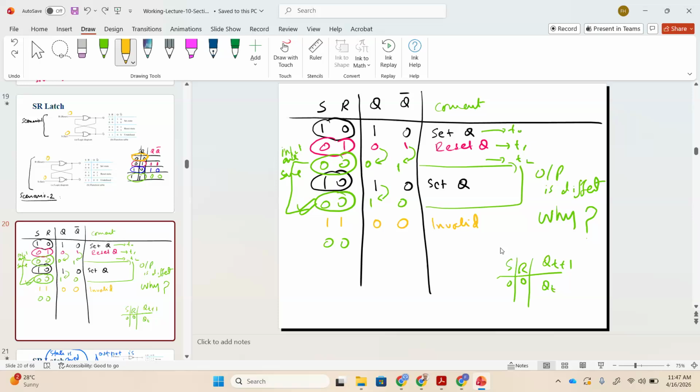Does it go to the one before the invalid? No. Anyone may answer. Is it 1, 1? No. So basically, what does 0, 0 mean? It retains the previous value. So what is the previous value? 0, 0. But it will not be 0, 0. So if this is 0, 0, it means we do not know. We will not know the output.